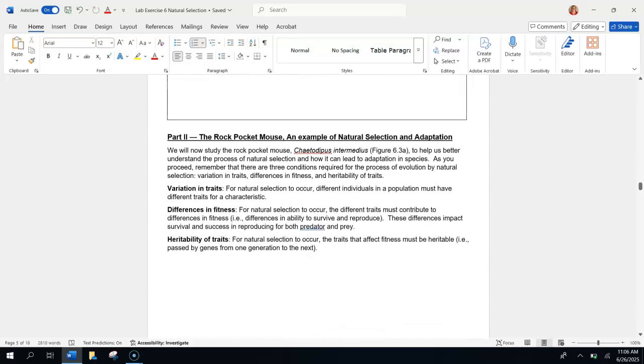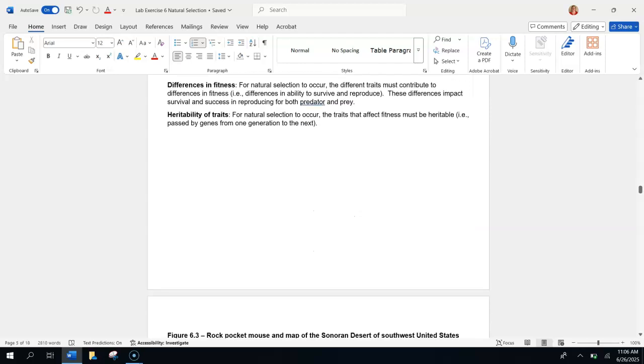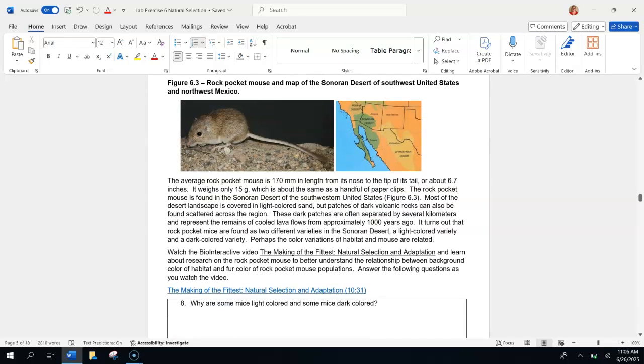The main activity for this is called the Rock Pocket Mouse. You're going to look at a variety of slides, which I will show you, and determine the frequency of the mice of different colors, light colored versus dark colored, that appeared. So again, read the introductions, otherwise it's not going to make very much sense. So read all of that.